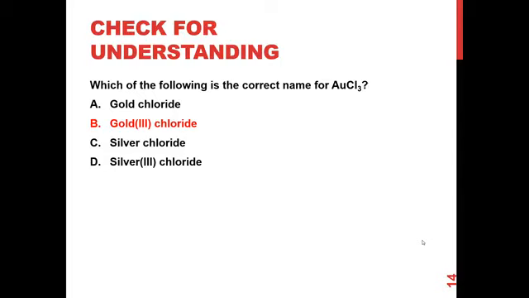Your options should have been limited to A and B, as you recognize that Au is gold, not silver. Silver is Ag. Because gold is a transition metal, it does require a Roman numeral, making the correct answer choice B.